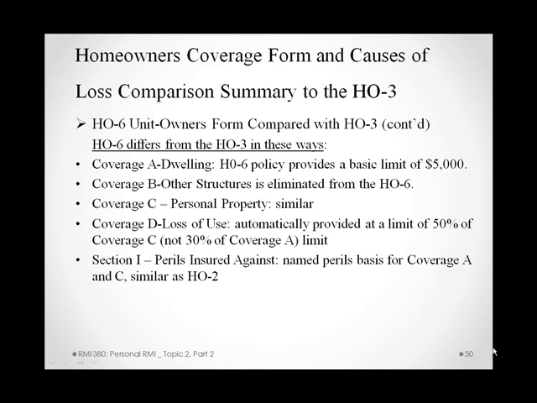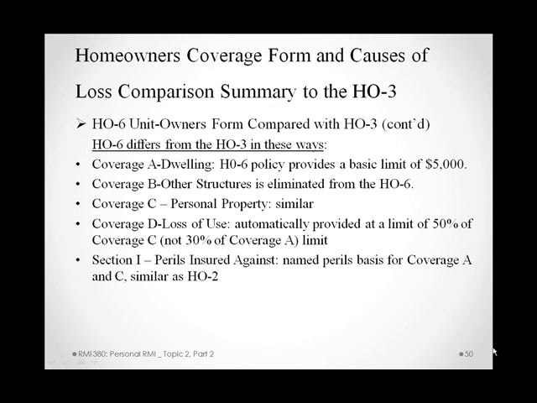So coverage A dwelling is different, in that the HO6 policy provides a basic limit of $5,000. As you can imagine, it's not much when you compare that with the house value. And coverage B, other structures, is eliminated from the HO6. So you cannot have that clubhouse owned by the whole condominium association covered as coverage B.